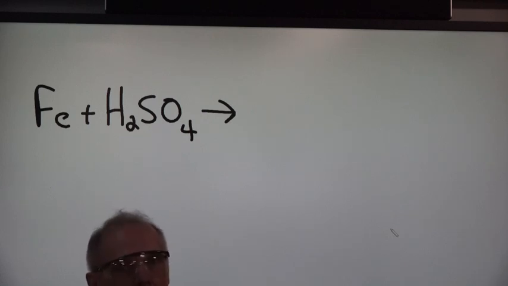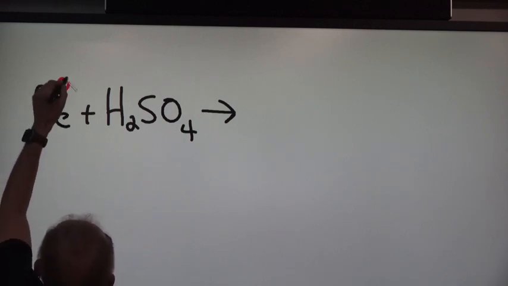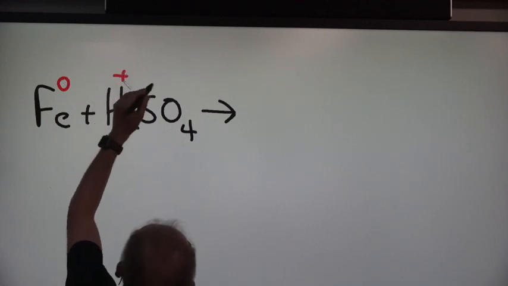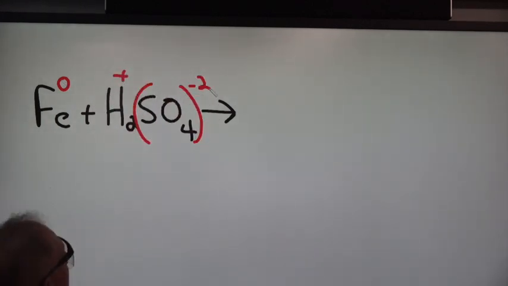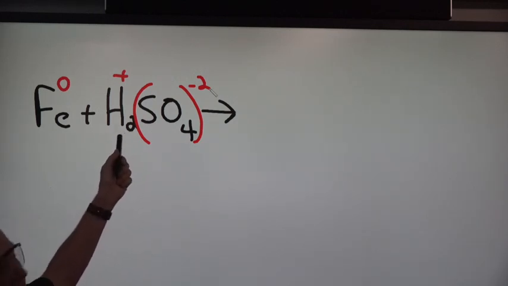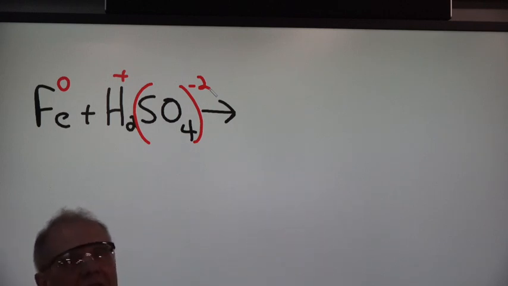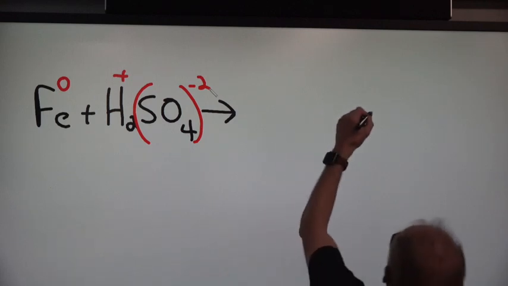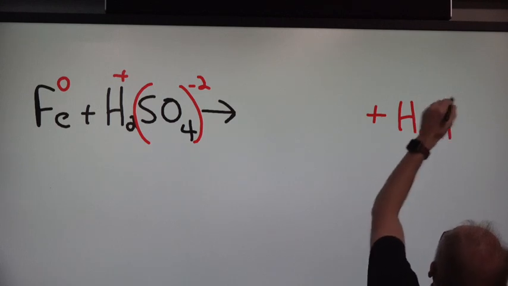So here's what Charles did. Fe neutral, H plus, SO4 -2, like that. So now, don't forget, I don't care how many H's on this side you have. When you make the reaction, you're always going to get hydrogen gas if the metal's above H2. So we're going to go like this, plus H2 gas given off.